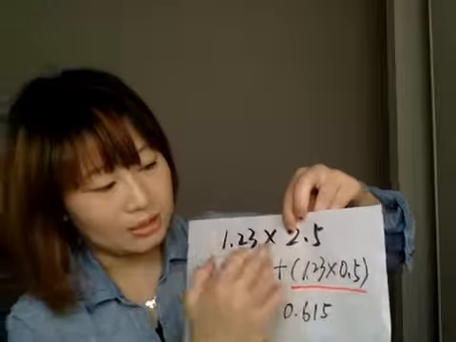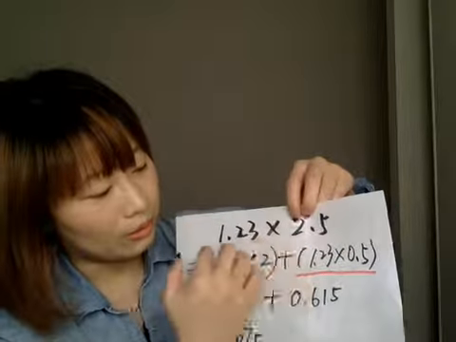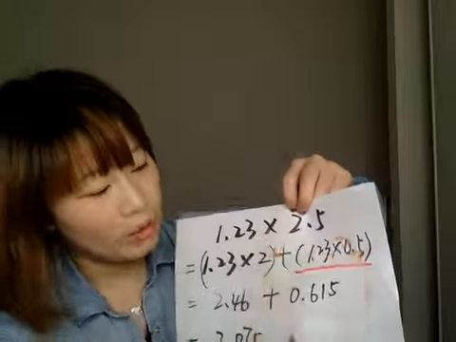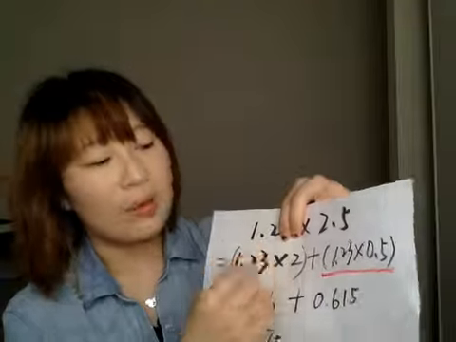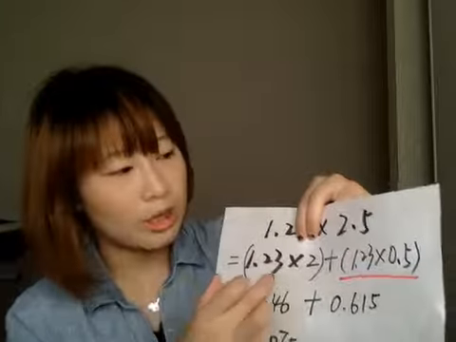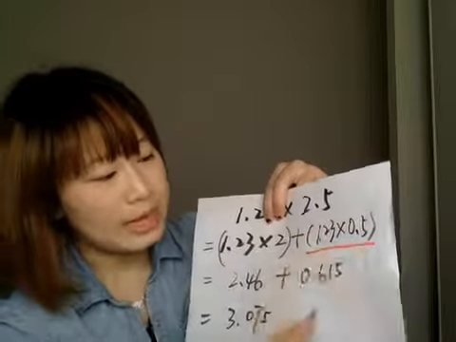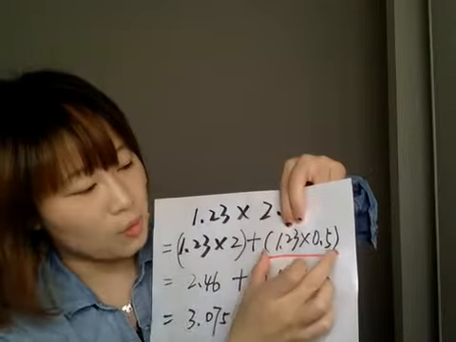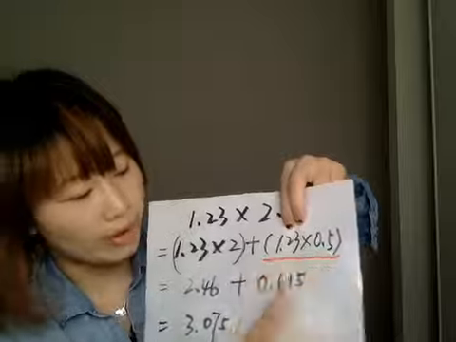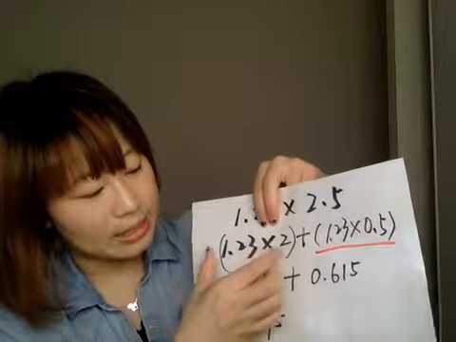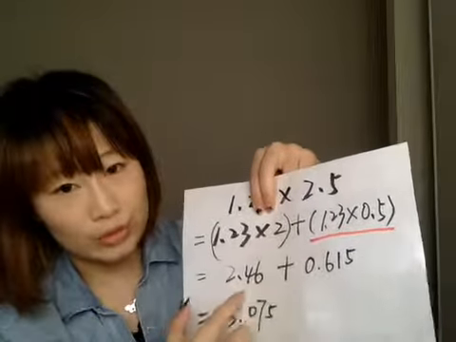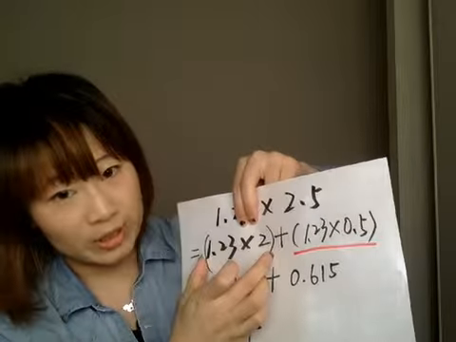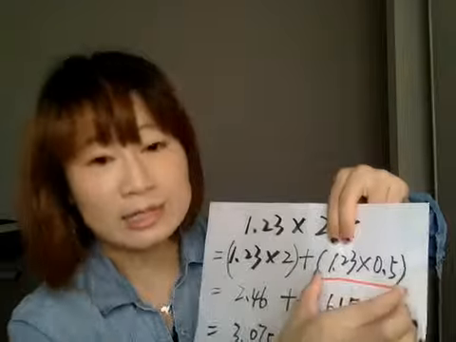We also get our example, 1.23 times 2.5. The reason I want to use the distributive property is that I want to explain the details for 1.23 times 0.5. Here I want to say that it's easy to get 2.46 for the first part, and now I'm going to explain the second part.